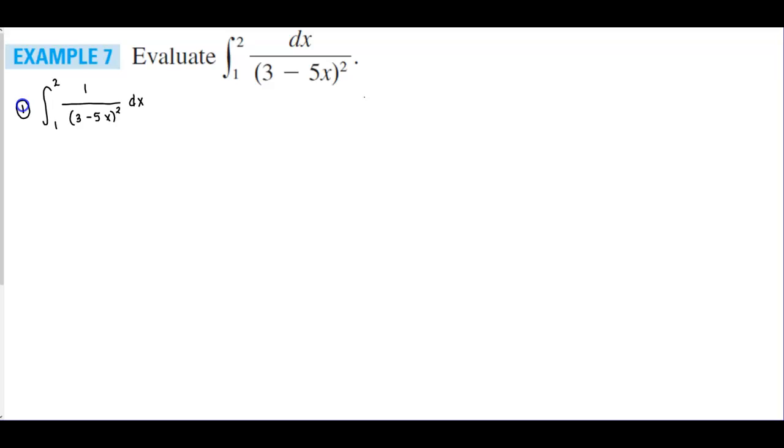Okay, and so now what we're going to do is let u equal what's inside the parentheses, which is 3 minus 5x. Now let's take the derivative of both sides. So we have du, which is going to equal negative 5 dx. And so we want to solve for dx, so we're going to divide both sides by negative 5. So we get negative 1/5 du, which is going to equal dx.